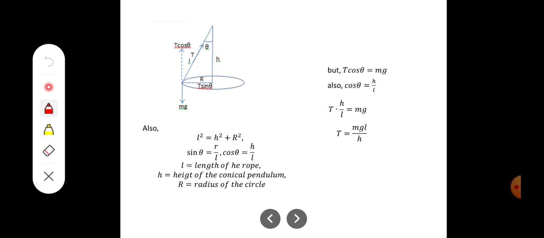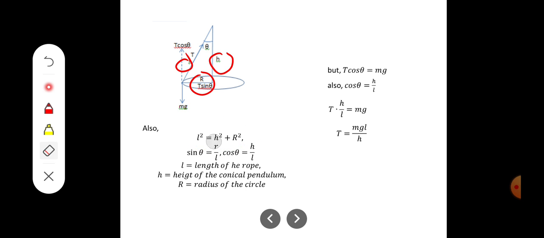Also, let's look at the pendulum correctly. You are going to see that we have h. H is the vertical distance of the conical pendulum. L is the length of the wire or the length of the rope. Then R, of course, is the radius. Now, when you check the three, you see that they are at right angles to each other. We can apply Pythagoras theorem. So that's why we have L squared equal to H squared plus R squared according to Pythagoras theorem.